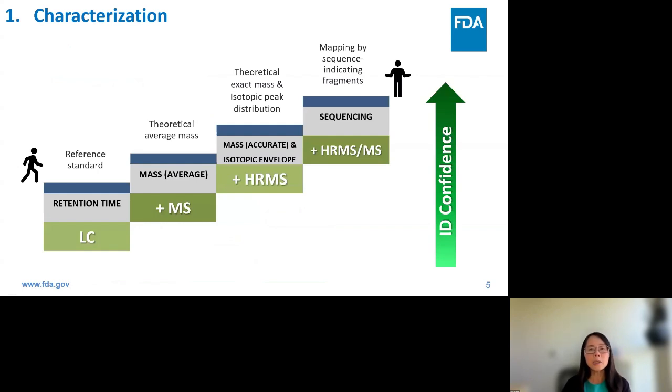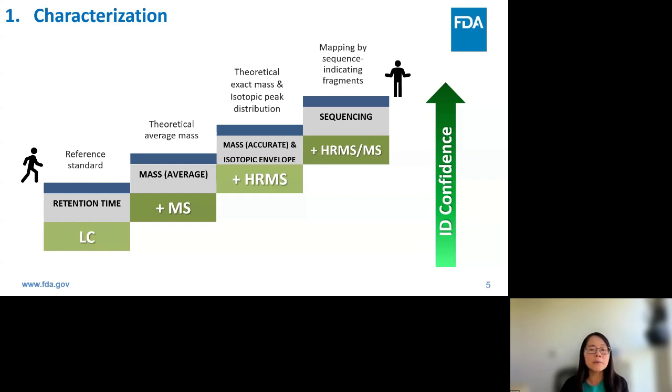So first, characterization. How is this platform used in oligonucleotide characterization? Different from a conventional LC-UV method that may solely rely on retention time and comparison to reference standard, an LC-MS method can add another level of confidence by incorporating MS. However, to a different extent, depending on the mass spectrometry employed, for example, to a moderate level of confidence by pairing with a low or unit resolution mass spectrometry that measures average masses.